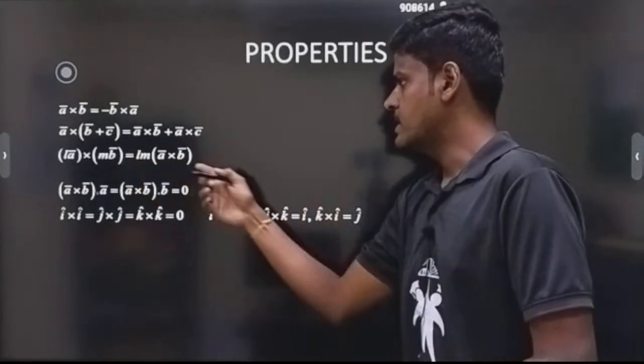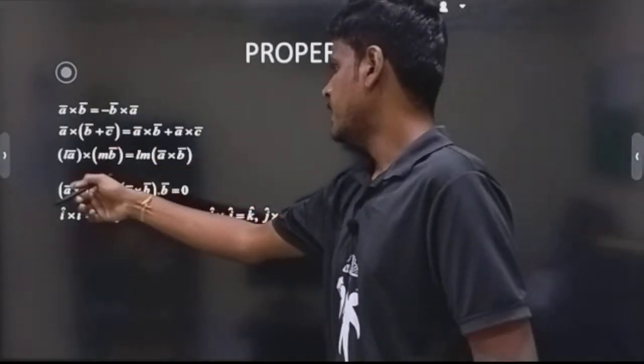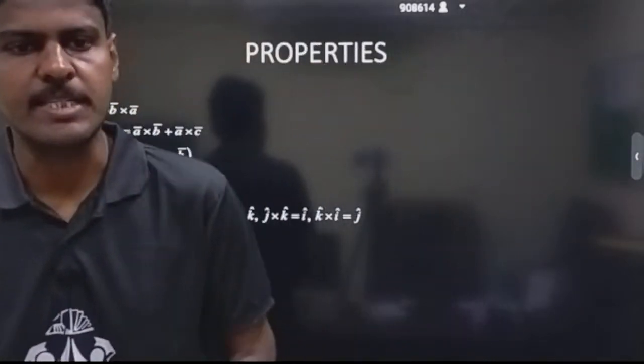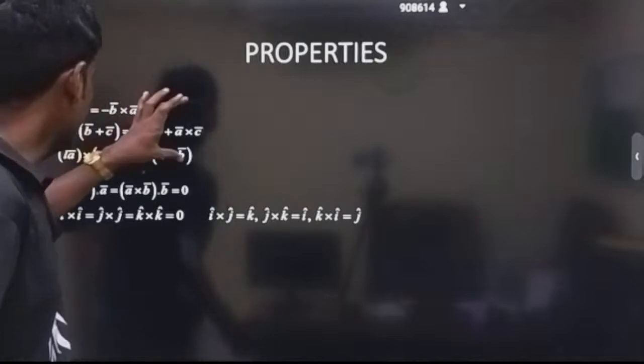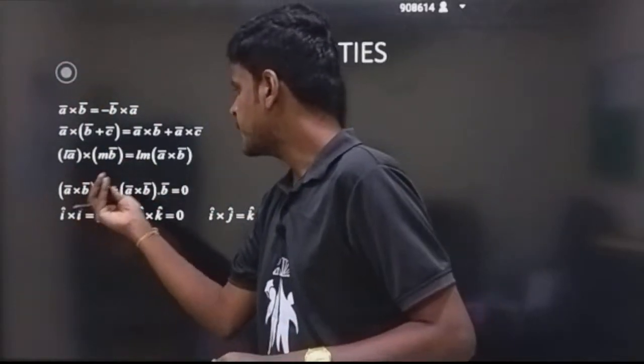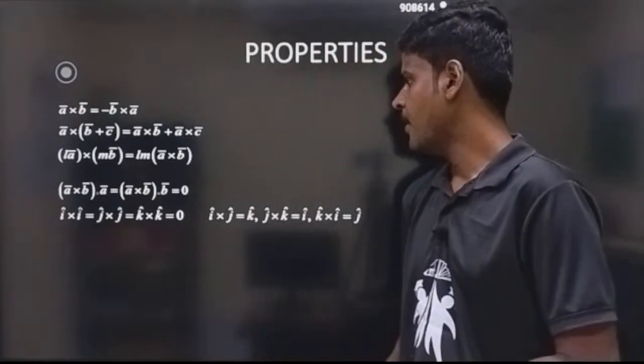Do you understand? That is this property. Next one is A cross B dot A. Here comes an interesting topic. Until now we have been seeing cross product and its property. Now we are combining cross product with dot product.